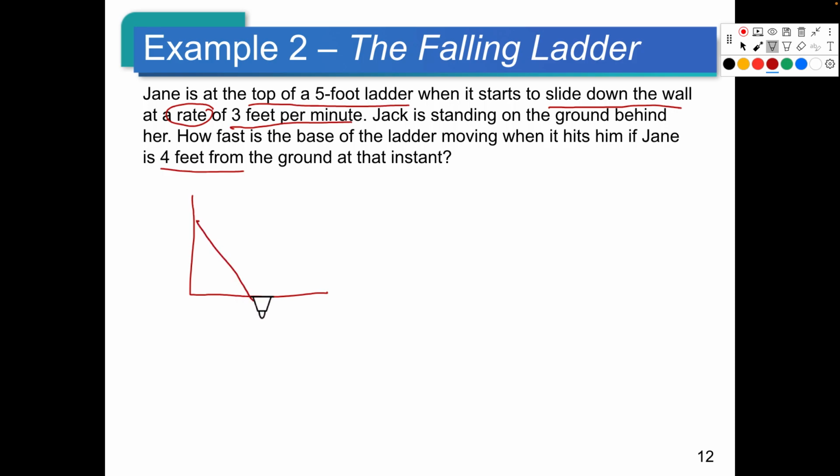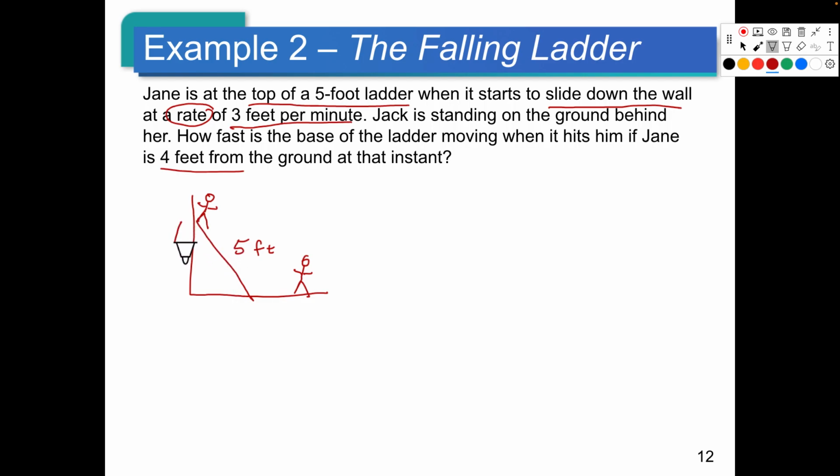So here's my ladder. They don't tell us a lot, but we'll assume it doesn't change size. It's a 5-foot ladder, so I'm going to put that as 5 foot. Jane's up here at the top, which, all ladders say don't stand at the top, so she's already being dangerous. And here's Jack, who's just not paying attention. Again, he should have been doing his job and holding the ladder.